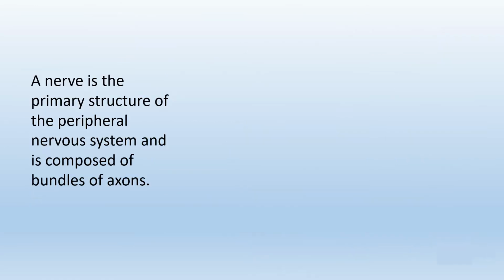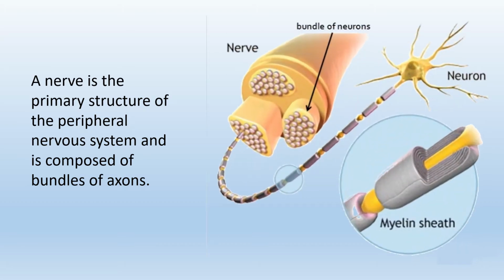So what is a nerve? A nerve is the primary structure of the peripheral nervous system and is composed of bundles of axons. A nerve provides a structural pathway that supports neuron function. A nerve is an enclosed cable-like bundle of axons. The entire nerve is wrapped in a layer of connective tissue. Here you can see these are the bundles of neurons which are grouped together to form a nerve.